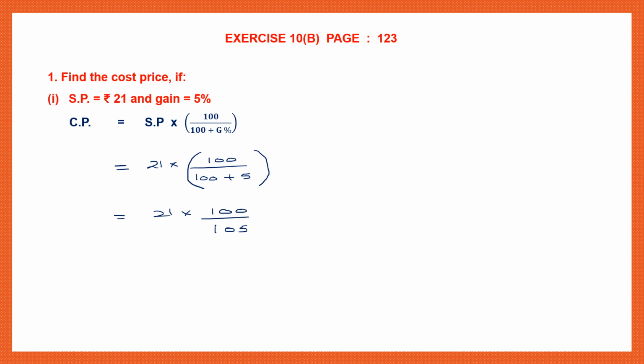Now we can cancel. 21 ones are 21. 21 into 5 is 105. Now we can cancel 100 and 5. 5 ones are 5. 5 20s are 100. So here in the numerator we have 20. So what have we found? We have found the cost price to be 20 rupees. So this is the answer. Cost price is 20 rupees.